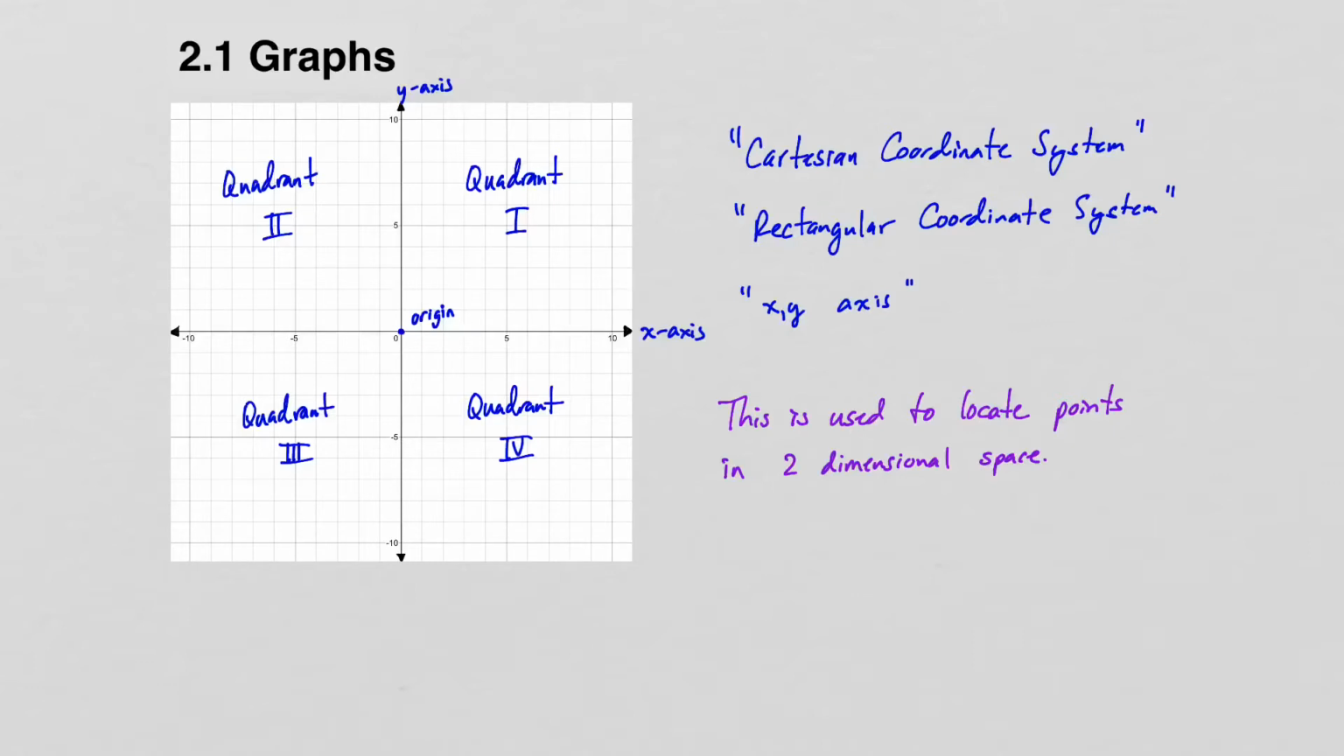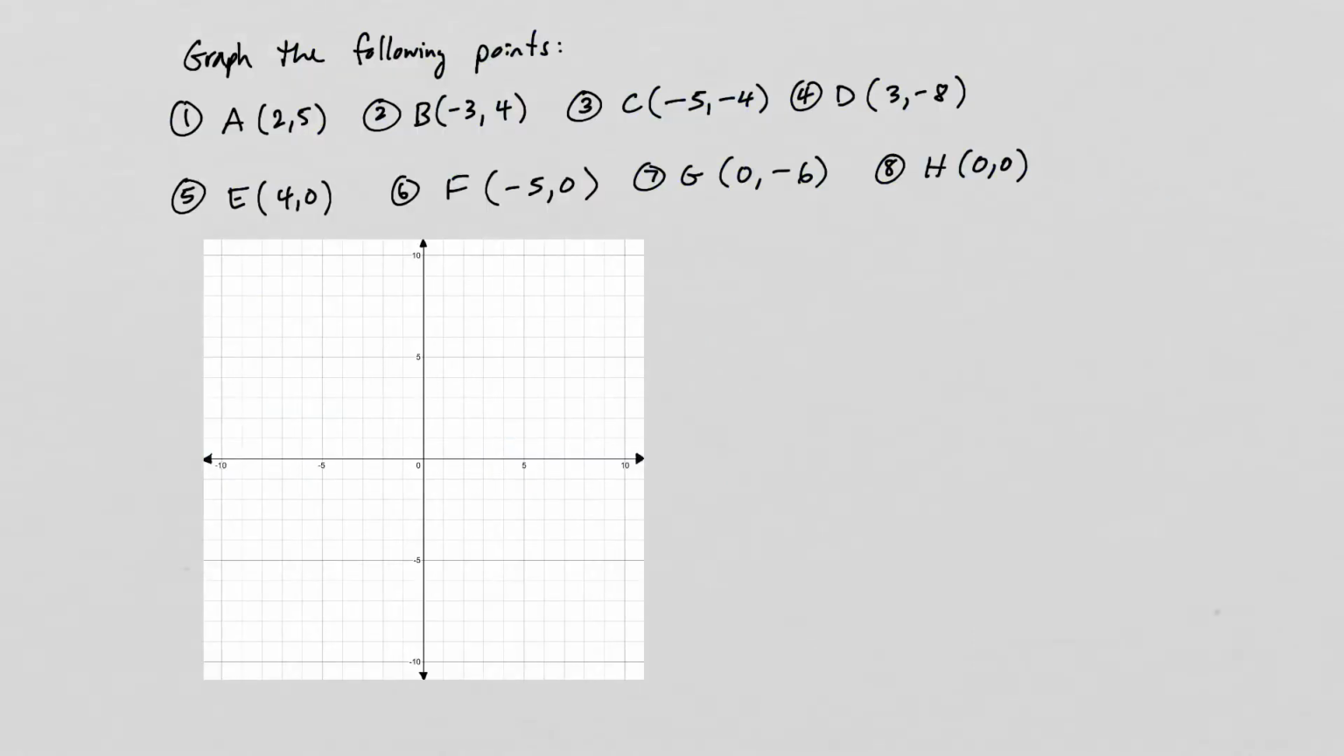Okay, let's graph some points. So when graphing points, you need to understand that the first coordinate given corresponds to the x-coordinate or the horizontal coordinate, and the second coordinate given corresponds to the y-coordinate or the vertical coordinate. And so it's helpful to remember to label your axes. So this is the x-axis here, and this is the y-axis here.